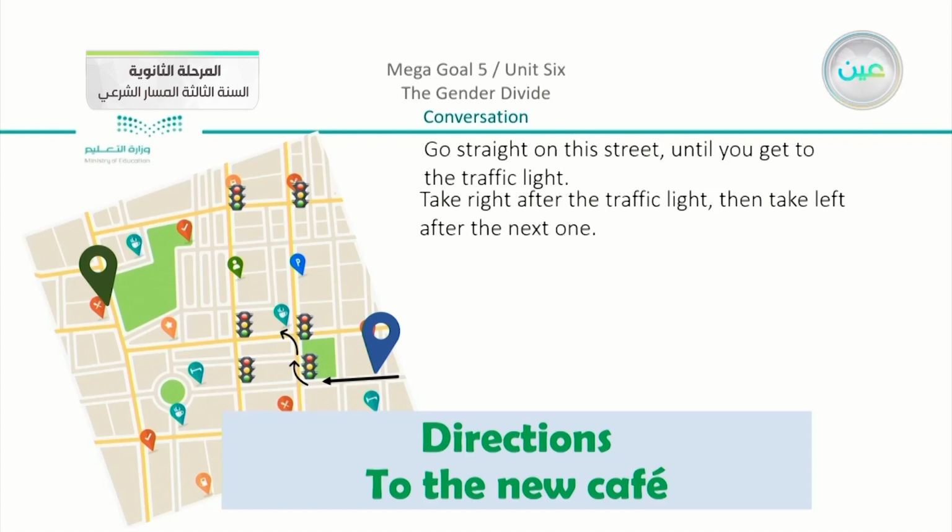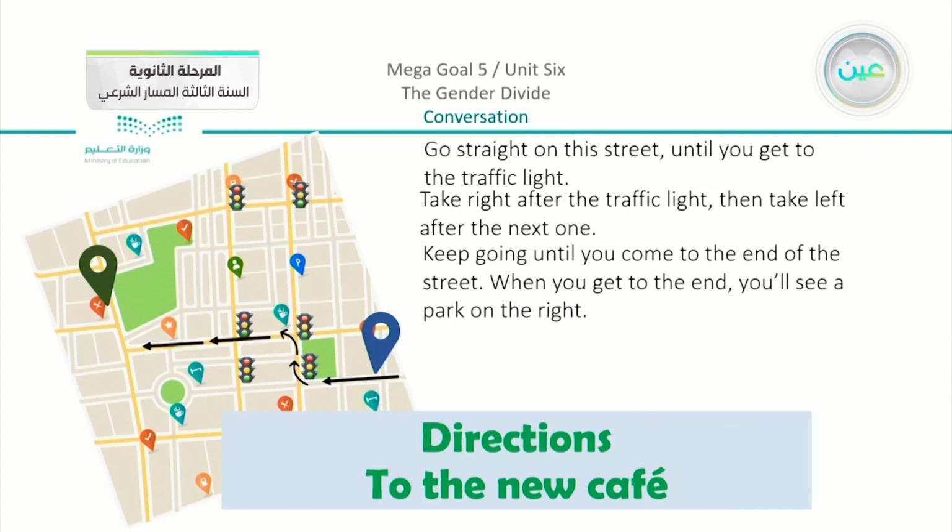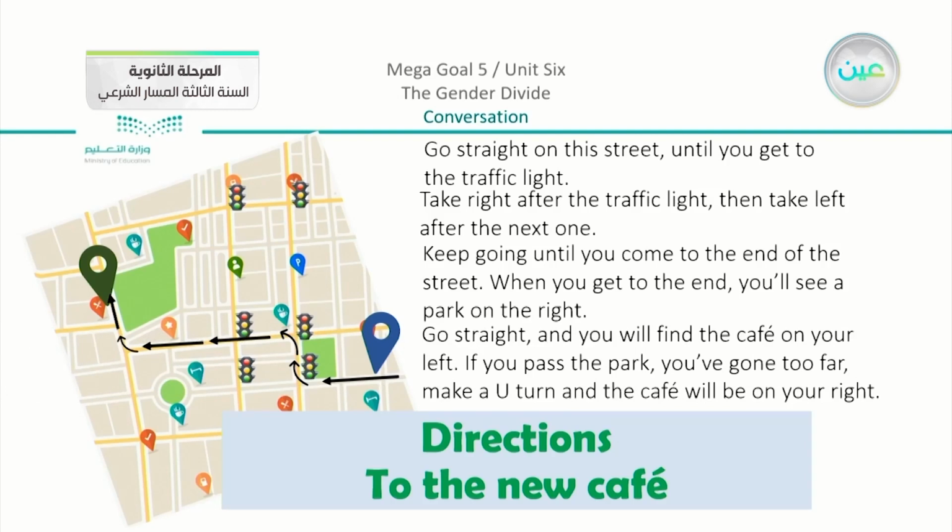Take right after the traffic light, then take left after the next one. Keep going until you come to the end of the street. When you get to the end, you'll see a park on the right. Go straight and you will find the cafe on your left. If you pass the park, you've gone too far. Make a U-turn and the cafe will be on your right.